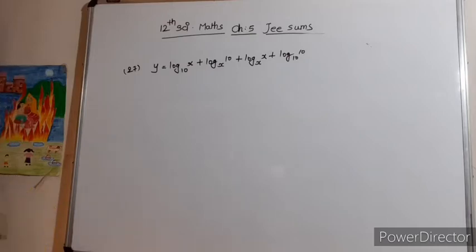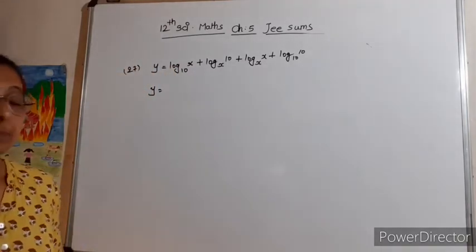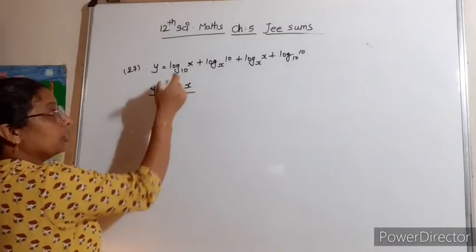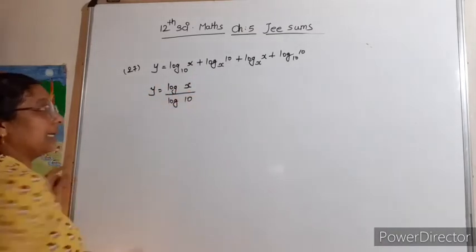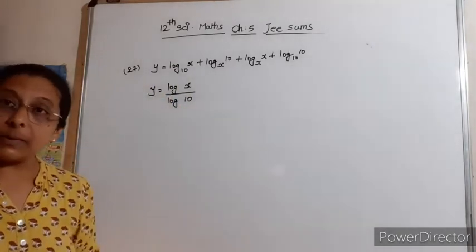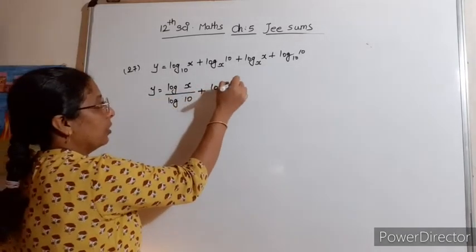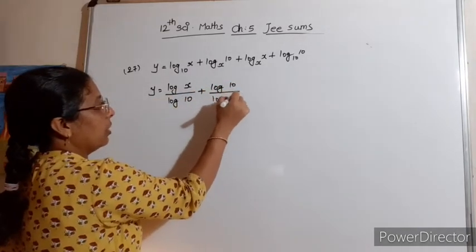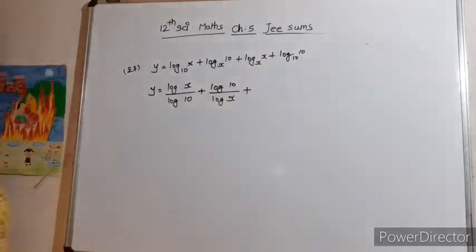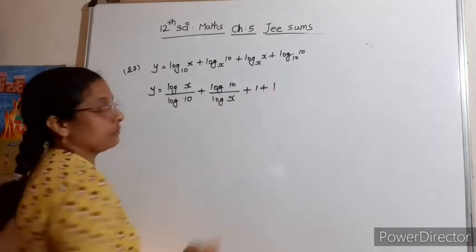So first of all आपको base change rule apply करना पड़ेगा. That is what? log x upon log 10. ये क्या हो गया? दोनों का base e हो गया. Will not write any base, that means the base is e plus log 10 upon log x plus base and ये same है तो log x base x वो क्या हो जाएगा? 1, right? So it is 1 plus 1.